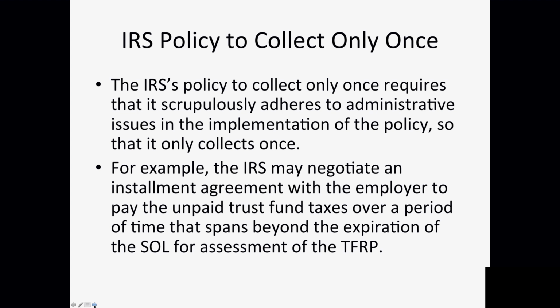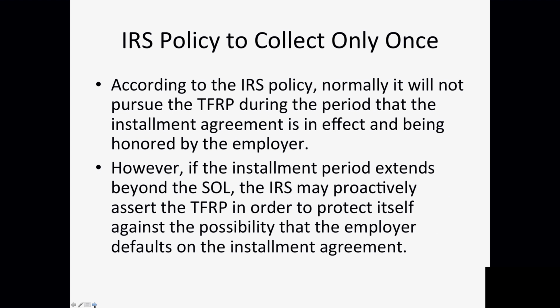collects once. For example, the IRS may negotiate an installment agreement with the employer to pay the unpaid trust fund taxes over a period of time that spans well beyond the expiration of the statute of limitations for assessment of the penalty. According to the IRS policy, normally it will not pursue the trust fund recovery penalty during the period that the installment agreement is in effect and being honored by the employer. However, if the installment period extends beyond the statute of limitations, the IRS may proactively assert the penalty in order to protect itself against the possibility that the employer defaults on the installment agreement.